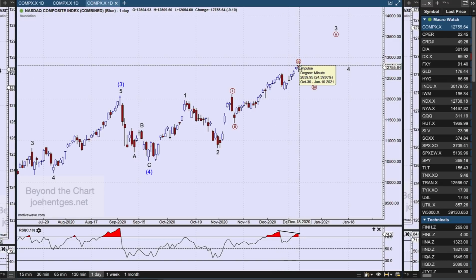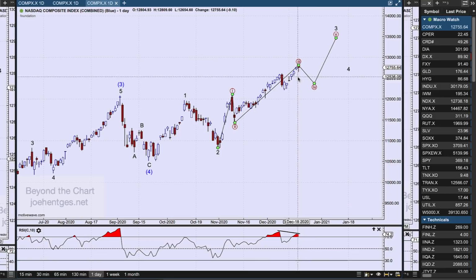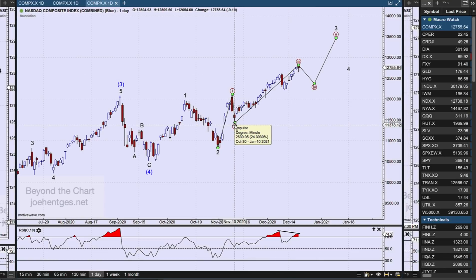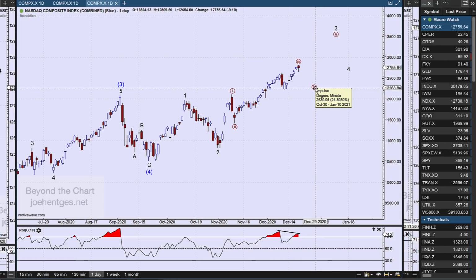So this is what I'm looking for. What I'm looking for is a little pullback for wave four, and it could be more sideways, to be the opposite of this correction. And what's interesting is this is in sync with what I'm looking at when I see the wave structure on the Dow Industrials and on the S&P 500. So this is definitely in sync with that. So that is the picture on the Nasdaq.